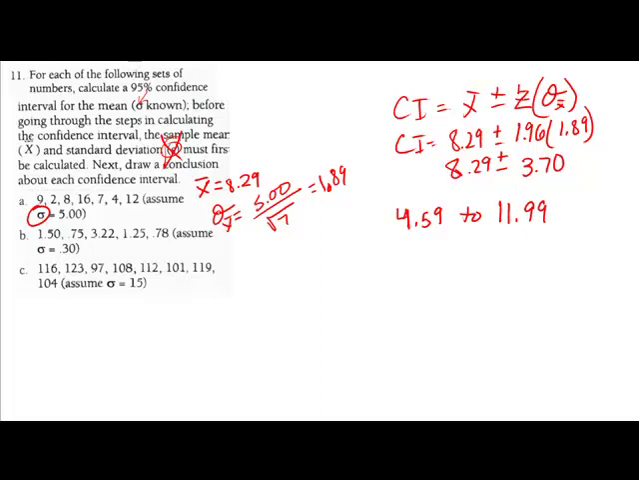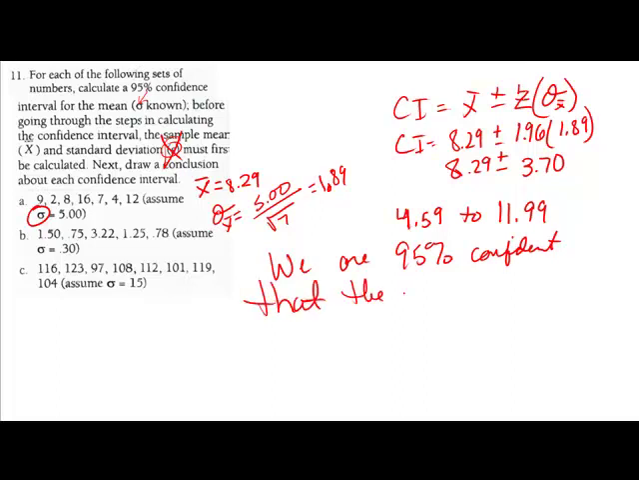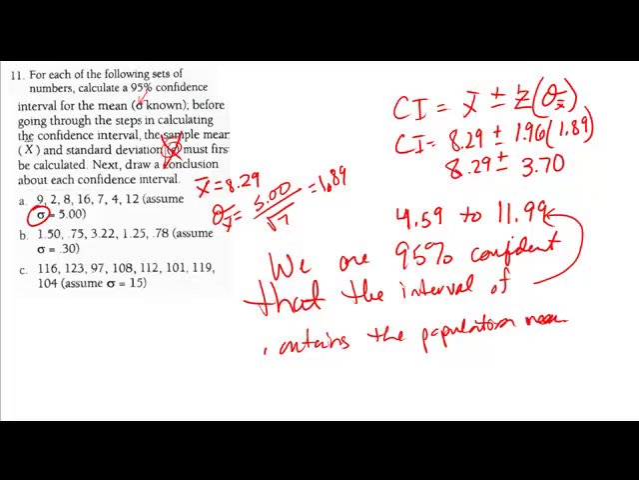So we are 95% confident that the interval of this contains the population mean. There we go.